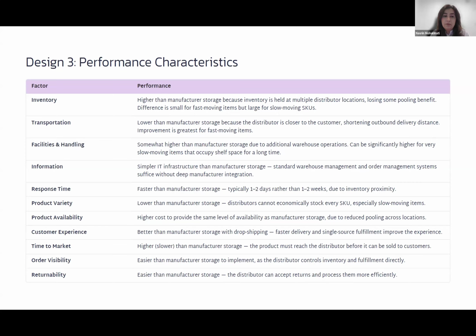Variety and availability will be lower, and the reason is that now we have smaller centers compared to manufacturing centers with the inventory, so there is limited inventory available in these locations. Customer experience will be better because they don't have to wait a long time for the manufacturers to send stuff to them. It's going to be faster.